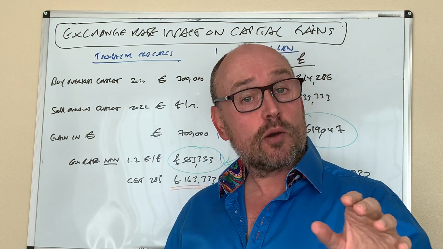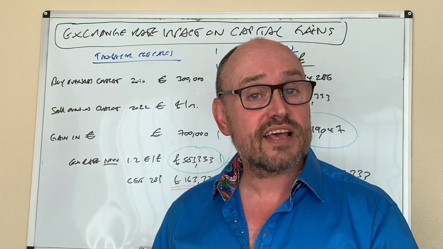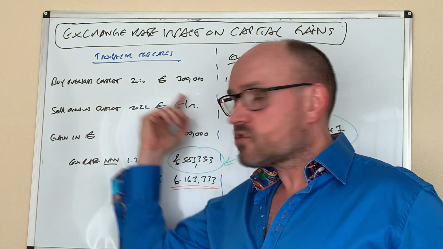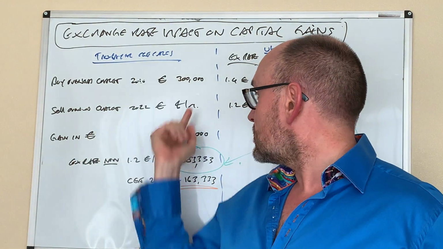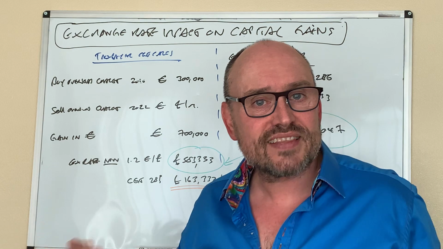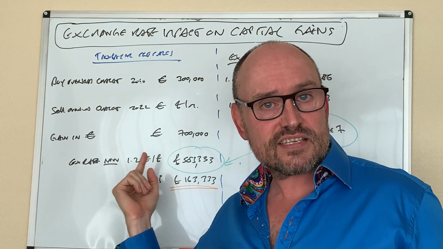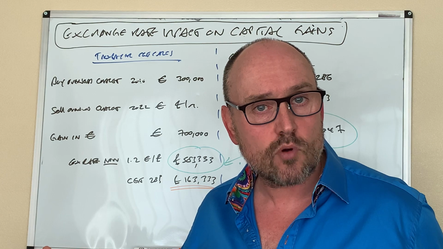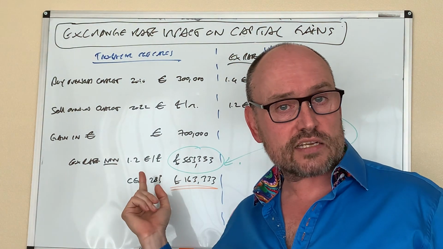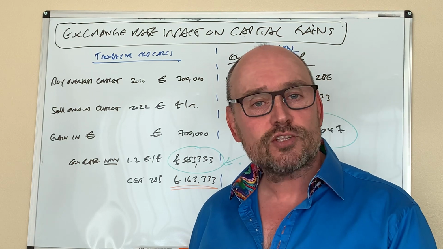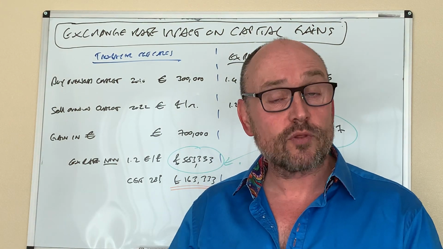HMRC opened up an inquiry, said, no, that's not how you do it. Taxpayers said, come on, what's wrong with this? That's the gain. You know, we bought this thing as a euro asset, bought it, sold it. Gain is this, converted at the exchange rate when we sold it. Boom, there's the tax, 163 grand. HMRC said, no, that's not how you do it. And the courts agreed with HMRC.